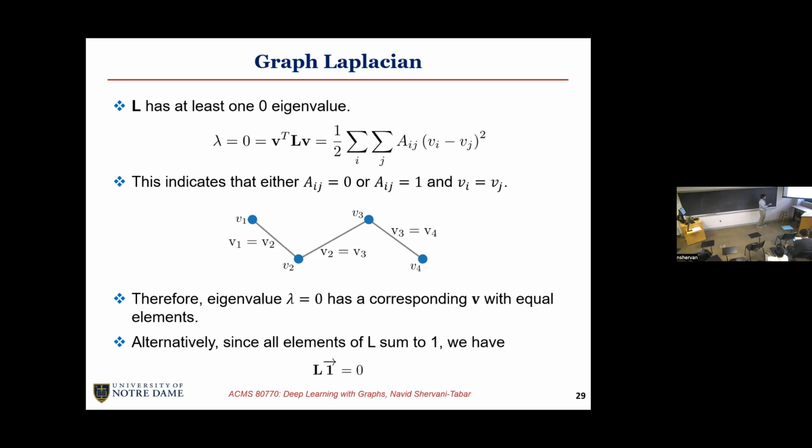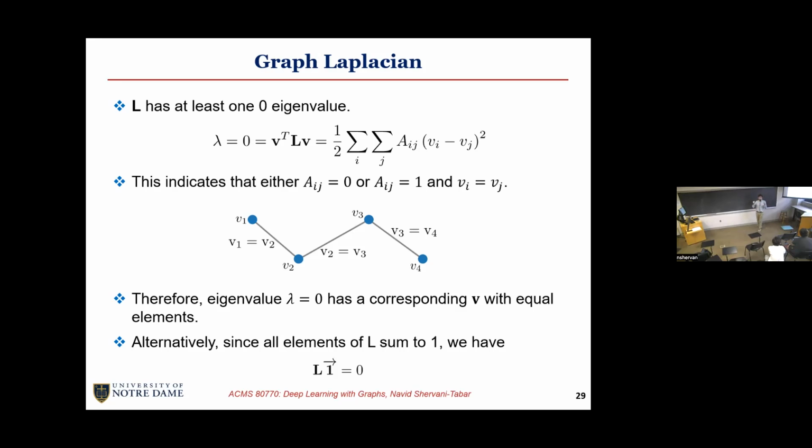Therefore, their Vi and Vj, the corresponding elements of the eigenvector for these two nodes, should be equal to each other. Same for V2 and V3, same for V3 and V4. And if we write all these equations together, we will see that the corresponding elements of that eigenvector corresponding to eigenvalue 0 for all the nodes are equal to each other if those nodes are connected to each other.